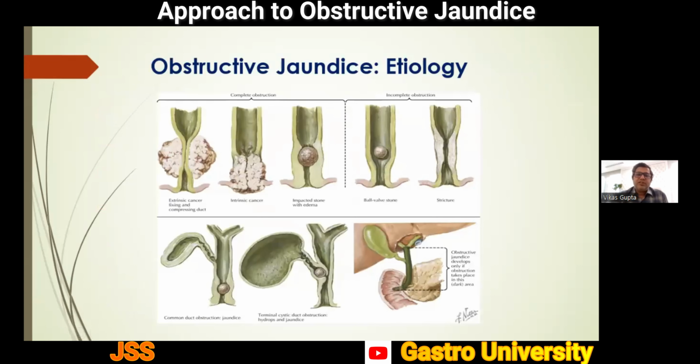And this is just a picture to show how the tumor presents. So we can always classify the causes as inside the lumen, like stone disease, within the wall, like a tumor, and outside the wall, like compression by some lymph node or compression by some tumor. This can lead on to jaundice.